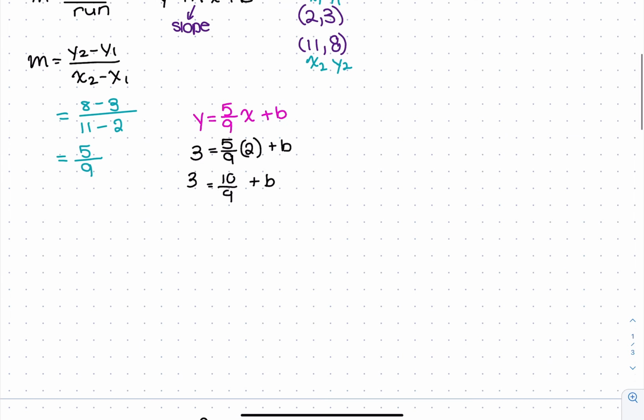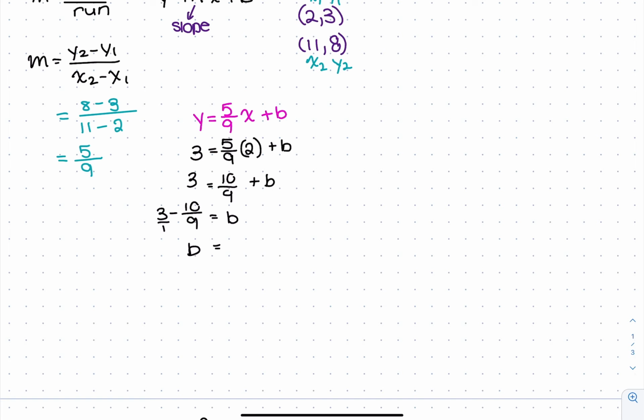And then we're going to bring 10 over 9 to the other side. So we're going to have 3 minus 10 over 9 equals b. And now we know when we're doing a subtraction of a fraction, we need a common denominator. So between 9 and 3, there's always that invisible 1 underneath, it's going to be 9.